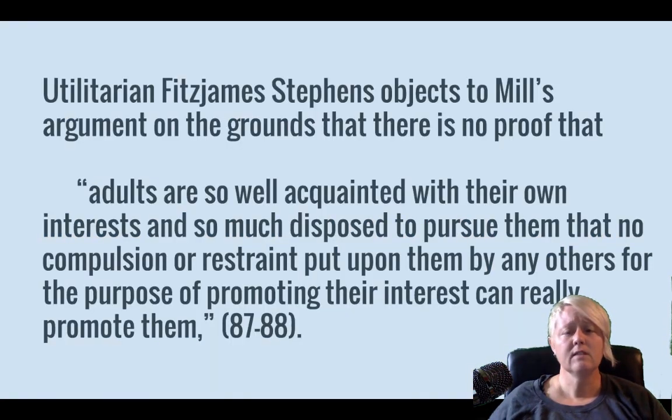Utilitarian Fitzjames Stephen objects to Mill's arguments on the grounds that there's no proof that, quote, adults are so well acquainted with their own interests and so much disposed to pursue them that no compulsion or restraint put upon them by any others for the purpose of promoting their interests can really promote them. So, suffice it to say that Stephen is arguing that Mill is wrong about the fact that we're always in a position to know best about what is in our best interest.